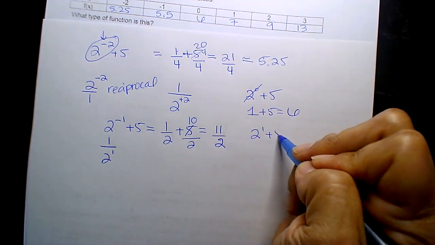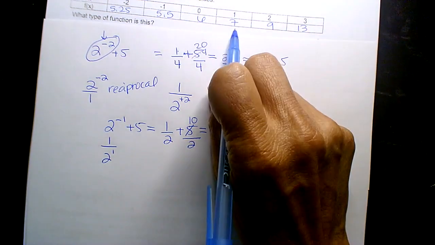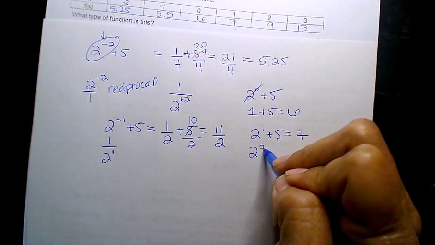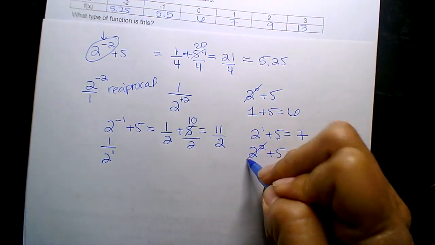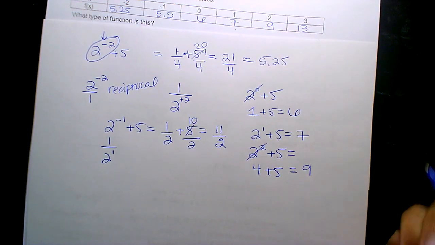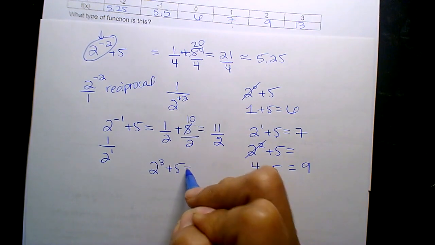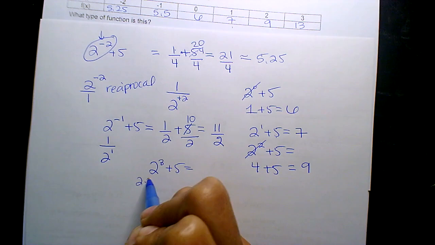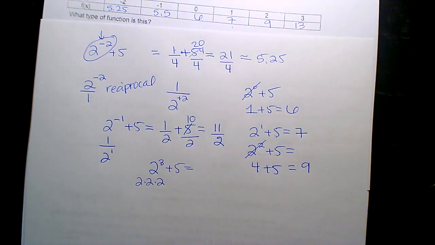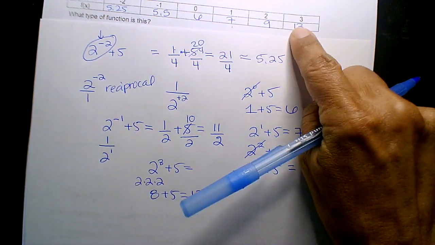2 to the 1 plus 5. Well, 2 to the 1 is just 2, so 2 plus 5 is 7. 2 squared is 4 plus 5. There's my 9, right? And then 2 cubed. 2 cubed is 2 times 2 times 2, right? So 2 times 2 times 2 is 8 plus 5, and there's my 13.